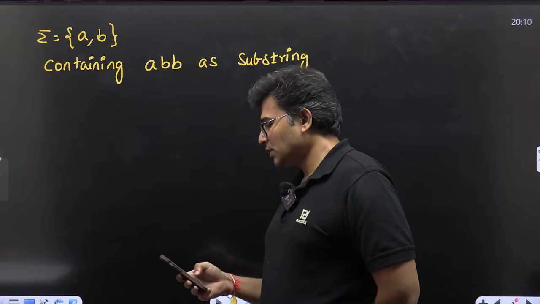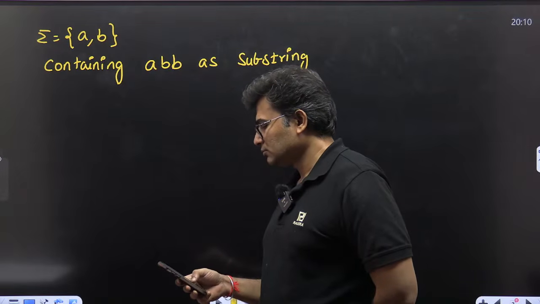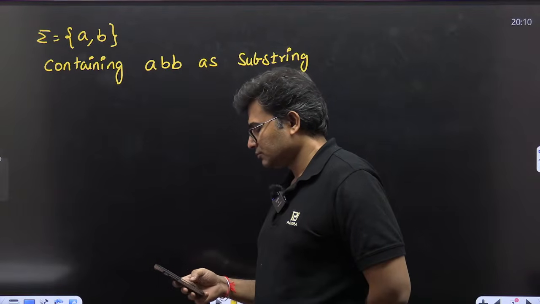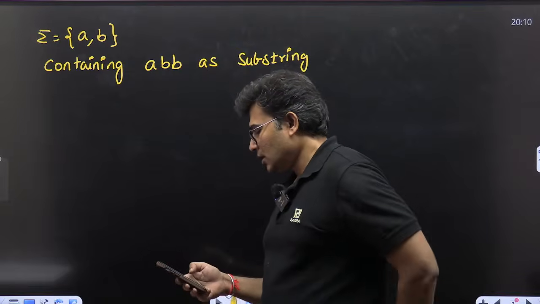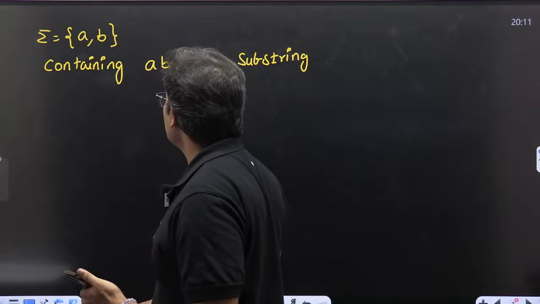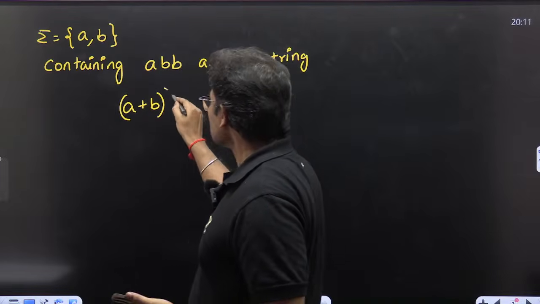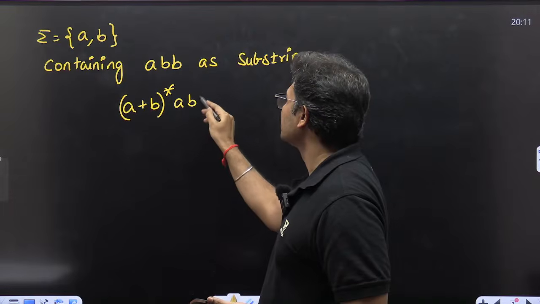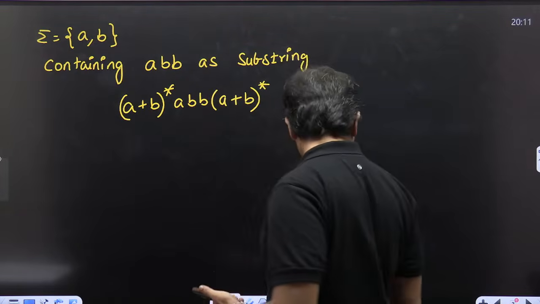Answer it in the Telegram channel. Very good. It is simple, right? Initially there can be anything: (a+b)*. It should contain ABB and then (a+b)*. This is simple. Now let us see the next question.